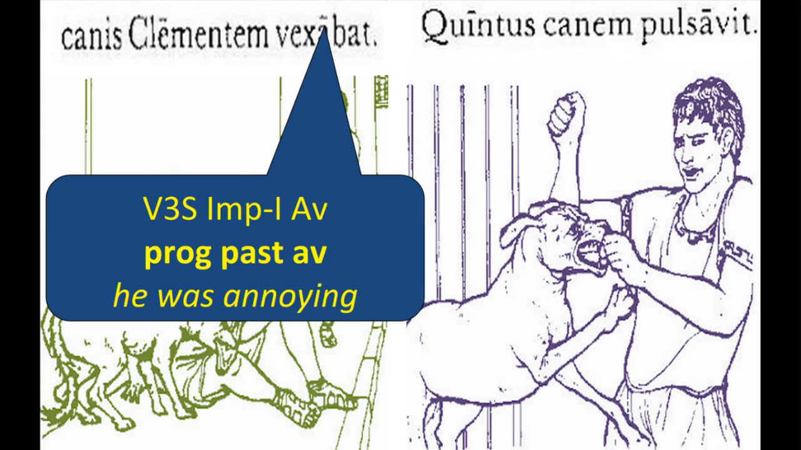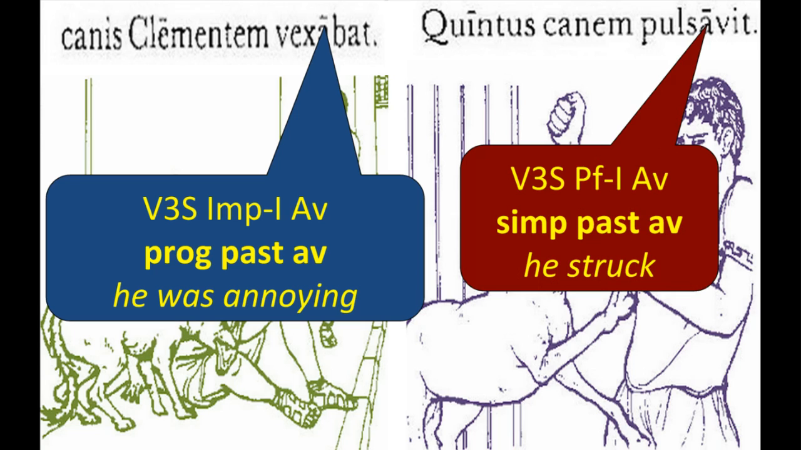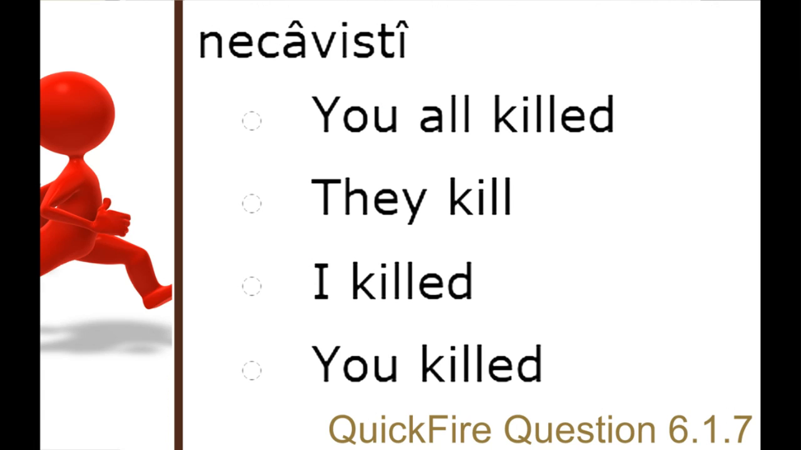Vexabat, he was annoying. Pulsavit, he struck, simple past. Necavisti, let's look at it. I see a V and I see an isti. So it's a past tense. So this can't be it. And isti tells you it's what person and number? Second person singular, you killed.